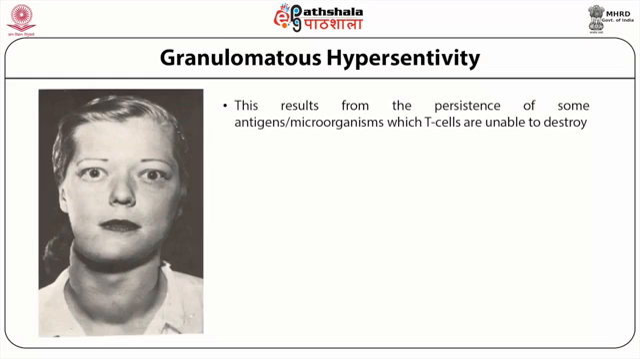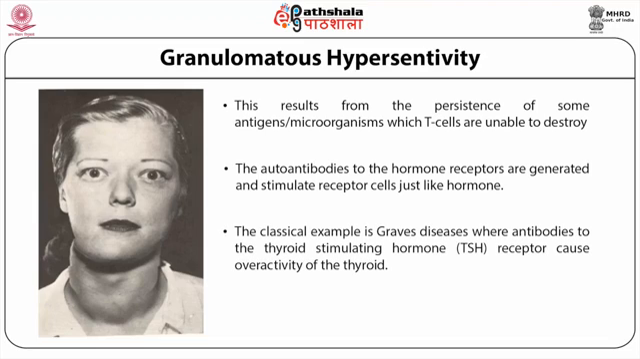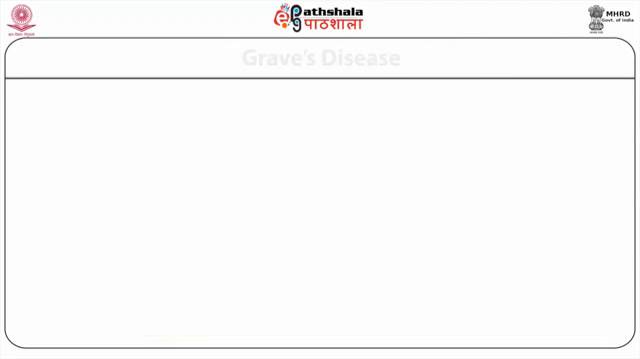The classical example of type 5 hypersensitivity is Graves' disease, where antibodies to the thyroid stimulating hormone receptor cause overactivity of the thyroid. The result is hyperthyroidism. Enlarged thyroid gland is visible as the swelling at the base of the neck, and protruding eyeballs are the typical appearance of a patient suffering from Graves' disease.